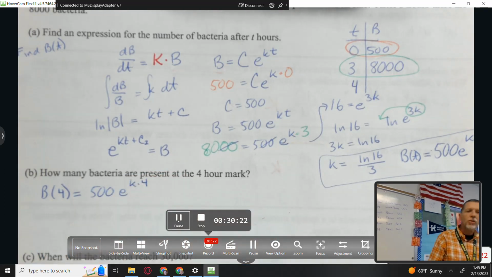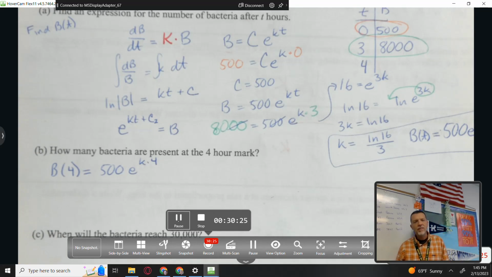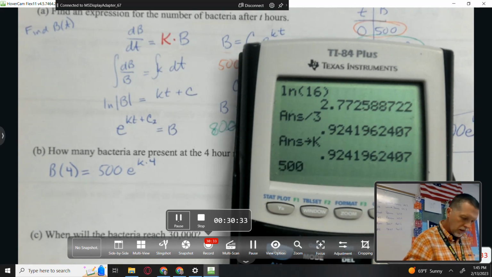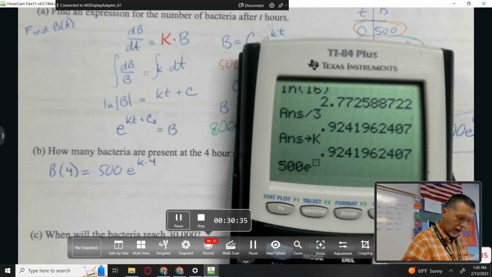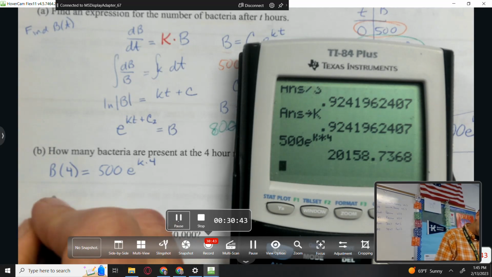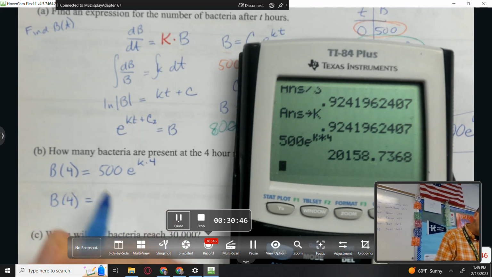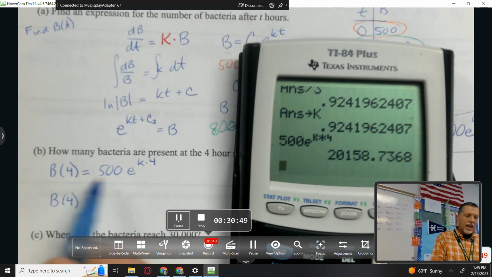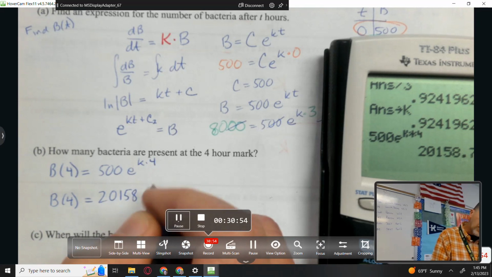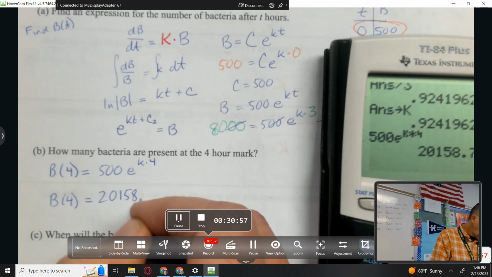So this is like, that's the easiest part of this problem, because I can just put that in the calculator. 500 e to the, go get k, times 4. And that's enough work to show, because you've defined what k is, and the rest is in the calculator. So 20,158. It didn't say round to the nearest bacteria, so I guess we should put 3 decimals.